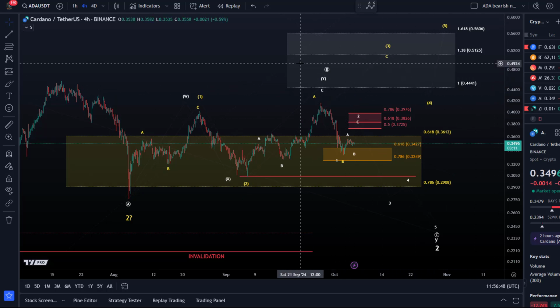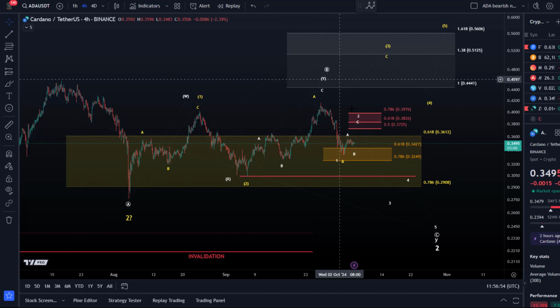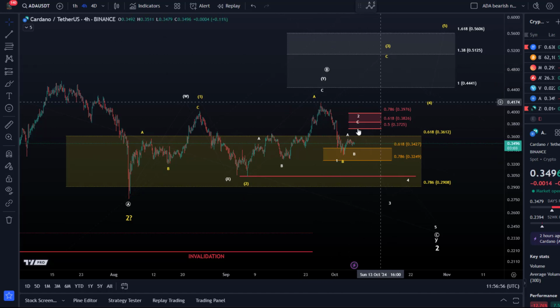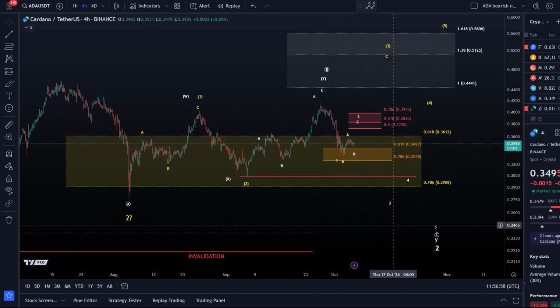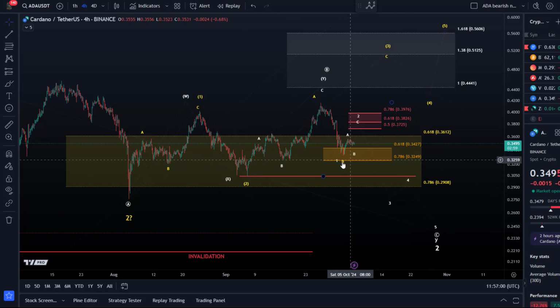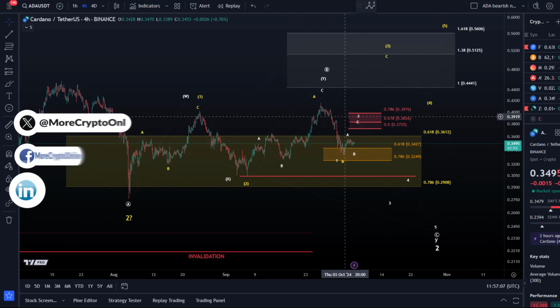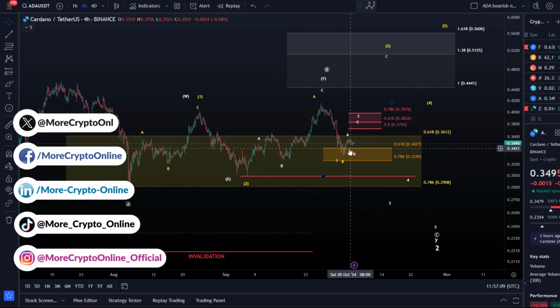ADA is a bit boring at the moment, obviously just moving sideways in this overall range. We haven't really broken out to the upside yet, haven't broken down to the downside, haven't taken out any key level or support, so we are moving between support and resistance. The white scenario I shared with you yesterday and the days before is still valid. The price could be working on this wave 2 correction at the moment.